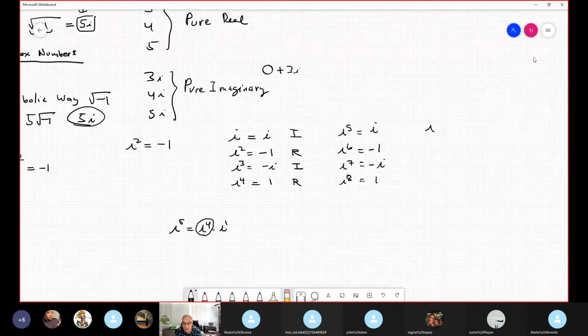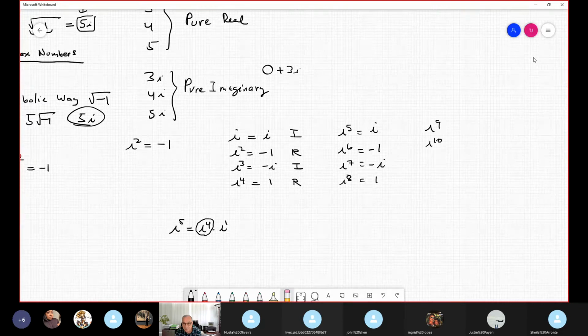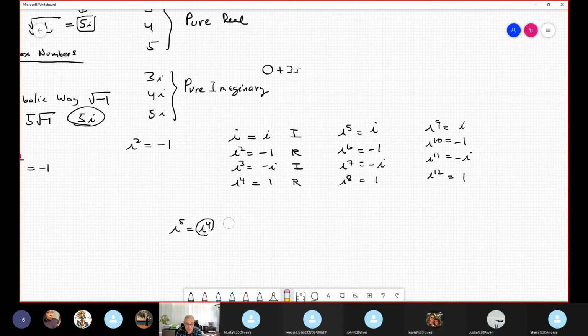Suppose i to the 9, 10, 11, and 12 is exactly the same. Repetition of this pattern, 4 by 4: i, negative 1, negative i, and 1. Okay, professor, I understand that. However, is there a formula to find i to any power? Yes, there is. Not exactly a formula, but a procedure to find it. Suppose i to the 27.